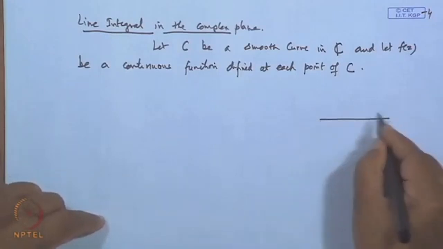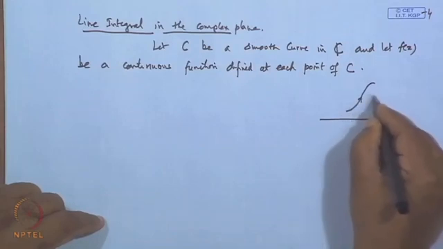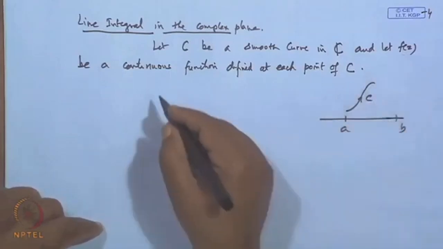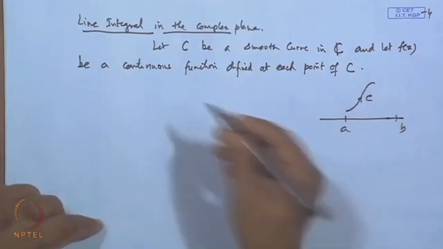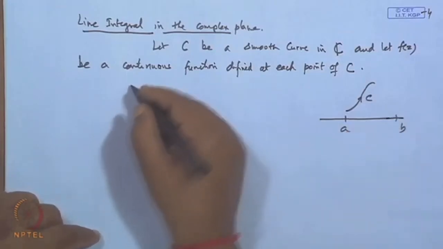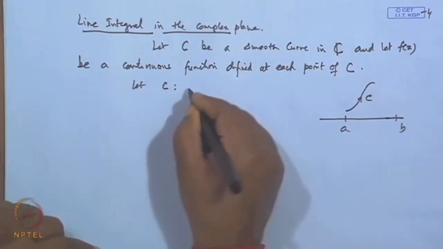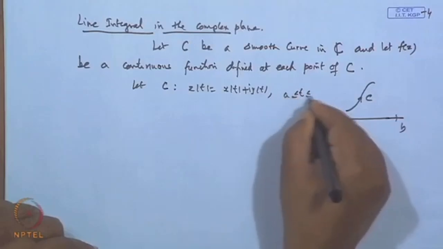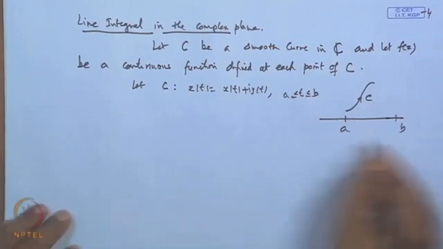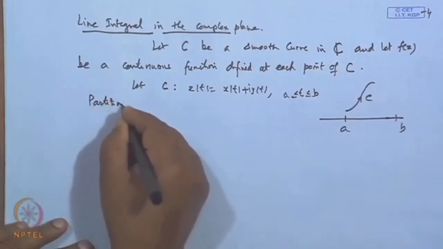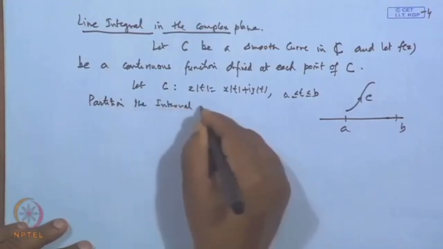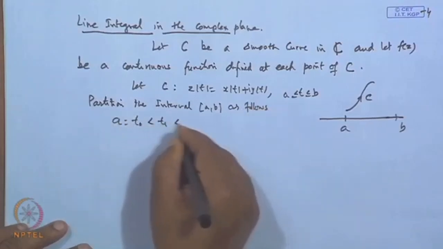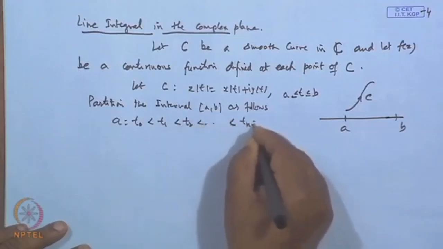So, this is our smooth curve C. Let the parametric equation of the curve C be z(t) = x(t) + i y(t), where t varies from a to b. Partition the interval [a, b] as follows: a = t0 < t1 < t2 < ... < tn = b.